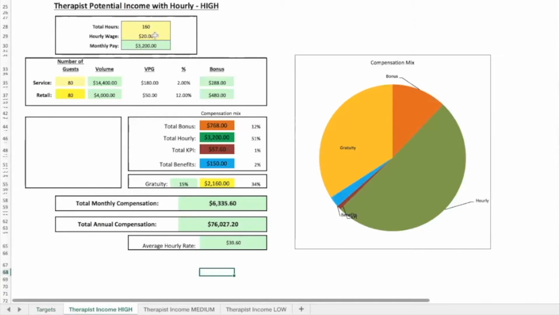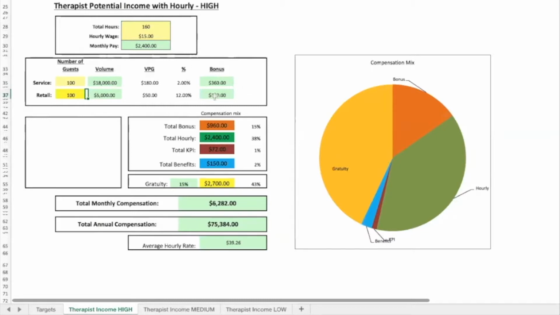So let's say that we're going to pay them $15 an hour, right? So then they're going to be working full-time at 160 hours. So that means they're going to make $2,400 from the hourly rate, correct? That's their base. And then let's say they're going to see 100 people in 1 month. So that means they're going to generate $18,000 if they reached $180 VPG.